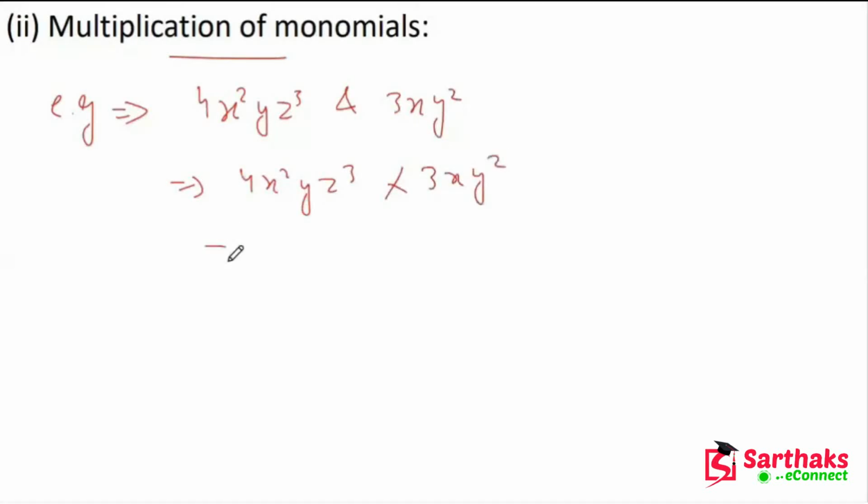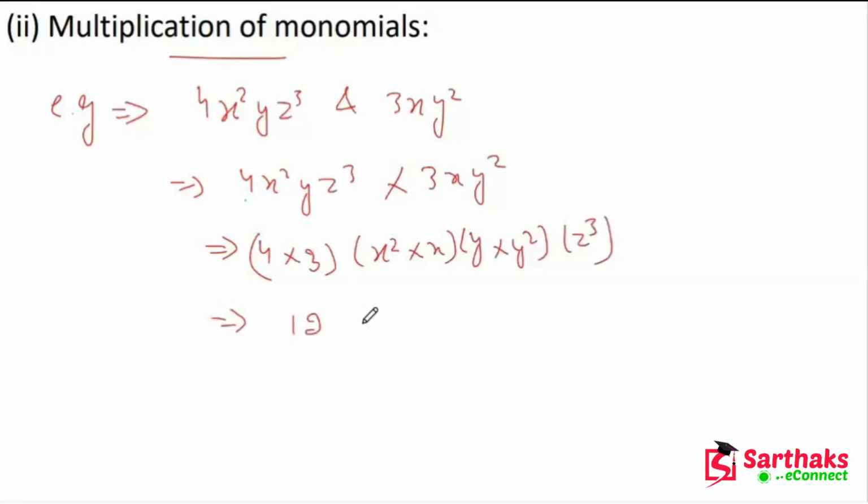In this case, 4 into 3, x square multiplied by x, y multiplied by y square, and z cube. There is no other z term, so leave it. This is 12, and this is x cube. Now when the base is the same and the exponents are different, the powers are added, and this becomes y cube and z cube. This is our answer. I hope you get this point.